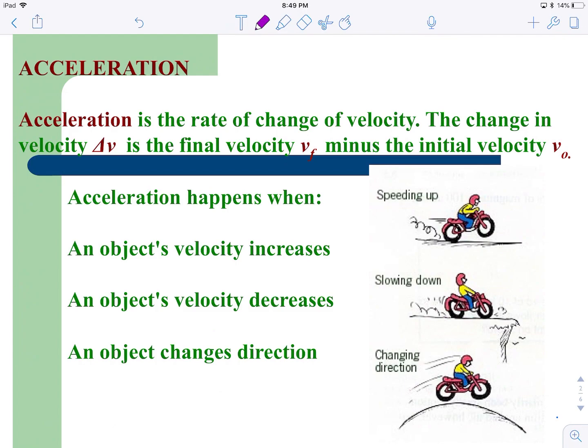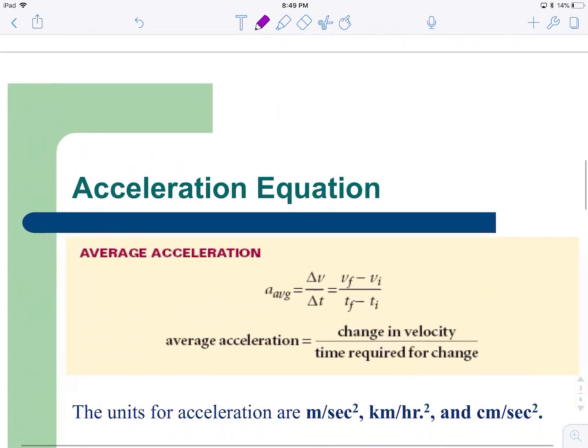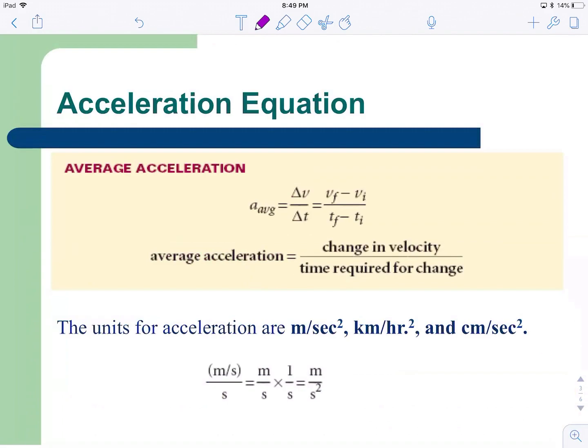These are the different types of acceleration an object could be experiencing. It could be speeding up, slowing down, or even changing direction. Any change in velocity is considered to be acceleration. We calculate change in velocity by subtracting initial velocity from the final velocity. Here is the whole equation for average acceleration, the change in velocity over the change in time.